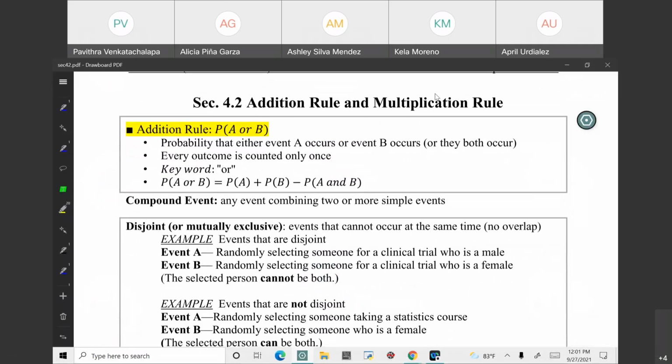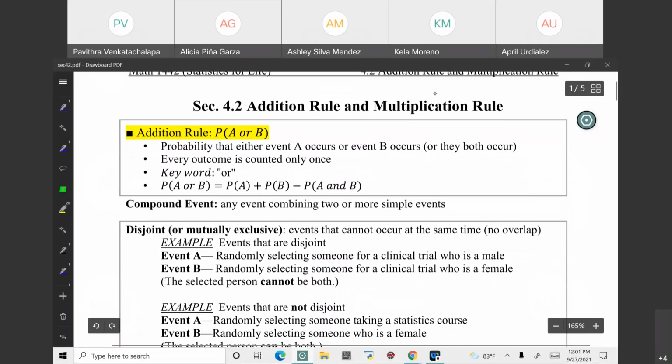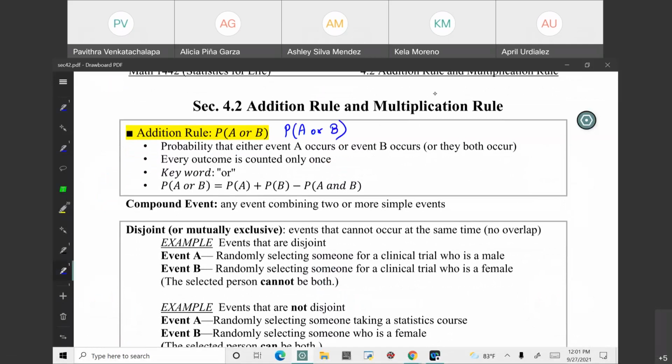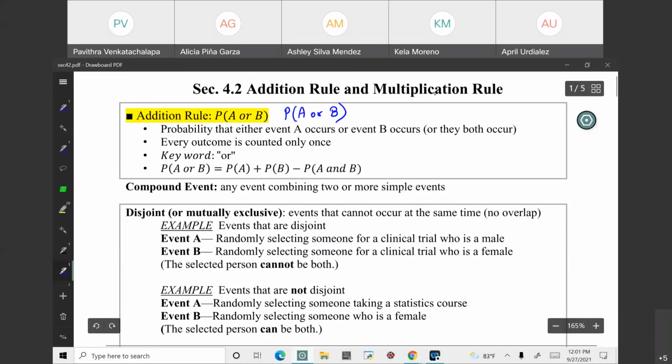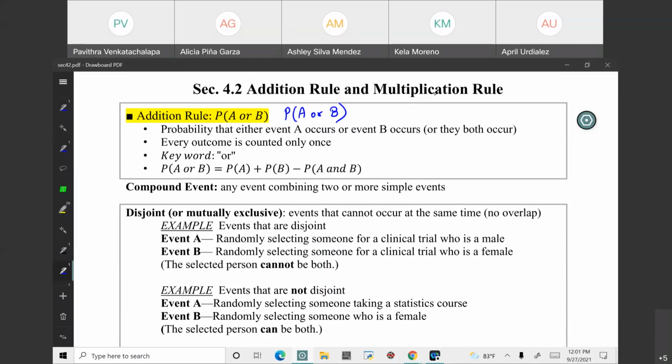So we denote addition rule by P, which is probability of A or B, and A and B can be the events. Okay. So what does this mean? It means that, as the name suggests, or, that means any one event can occur. So probability that either event A occurs or event B occurs is denoted by P of A or B, also called as addition rule. Okay?